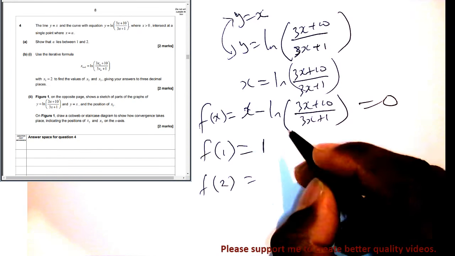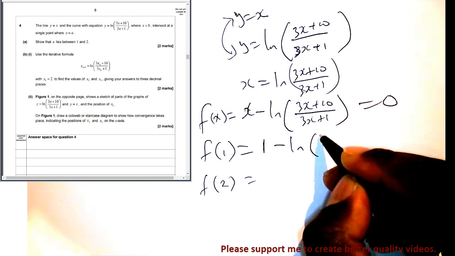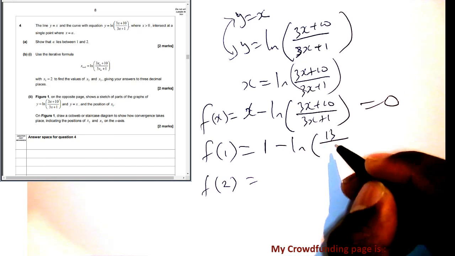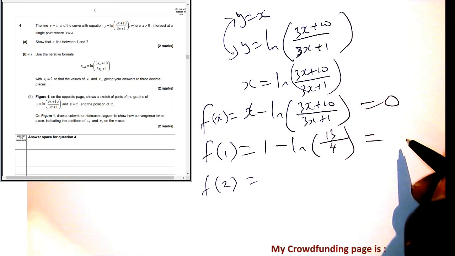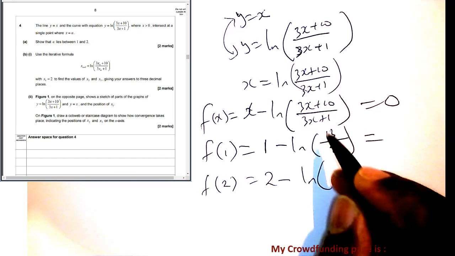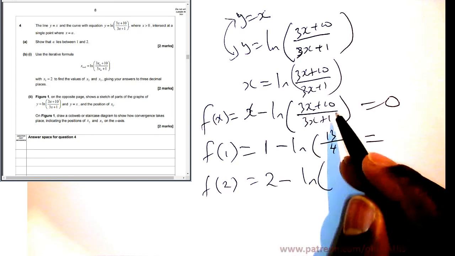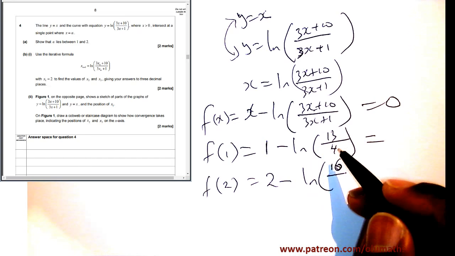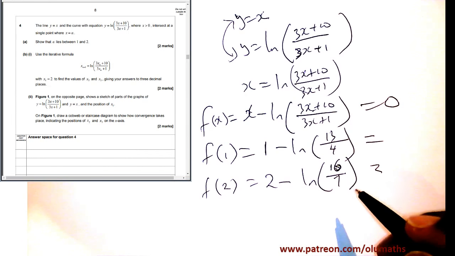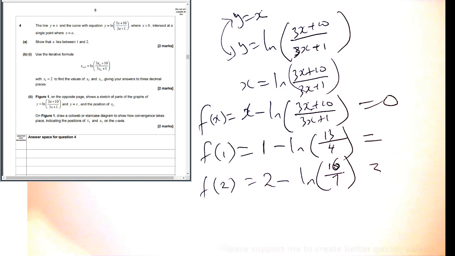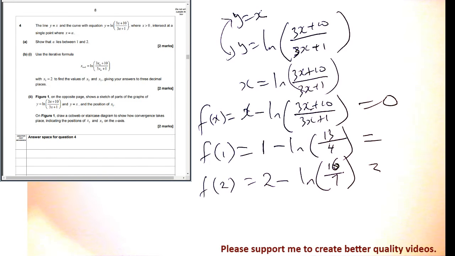So when x is 1, that's 1 minus ln of 3 times 1 plus 10, 13, over 3 times 1 plus 1, 4. And we'll check the answer now with our calculators. When x is 2, that's 2 minus ln of 2 times 3 is 6, plus 10 is 16, over 2 times 3 is 6, plus 1 is 7. And we would now use the calculator to see whether we've got a positive and a negative on the two of them. And that's what we must have.